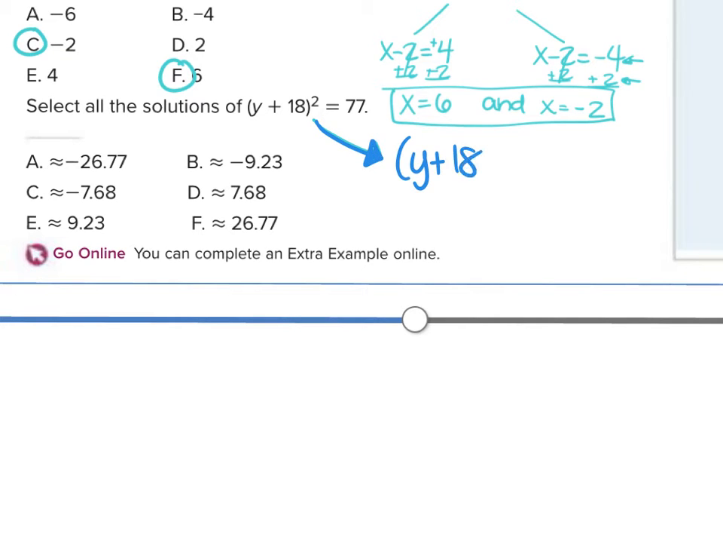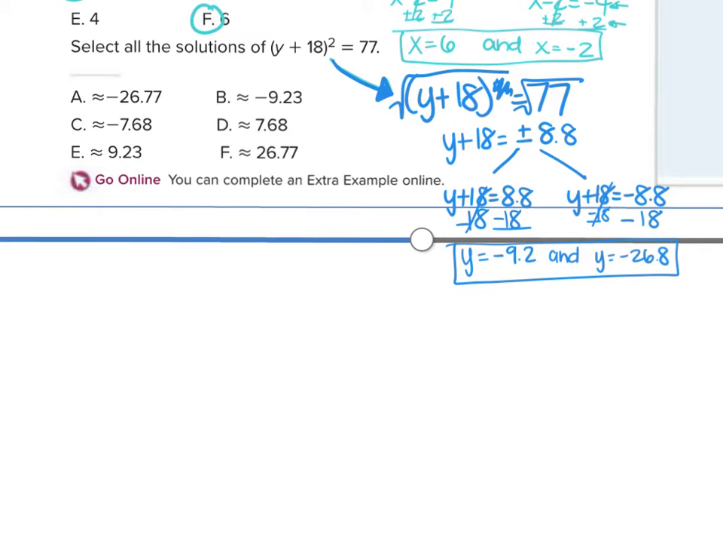So y plus 18 squared equals 77. You should have gotten, they did the nearest hundredth instead, but that's okay. We got negative 9.2. And the little squiggly equals sign means about, because you had to round, okay? And then the other was negative 26.8, so that was this one. Okay?